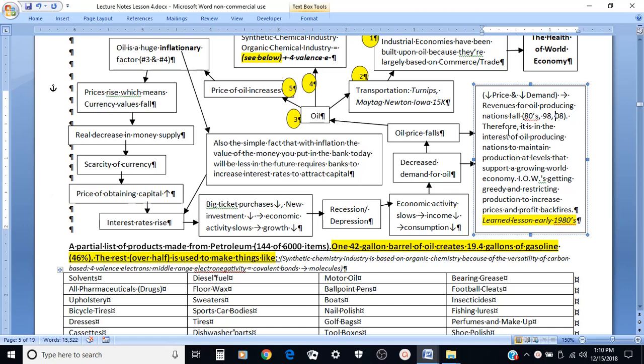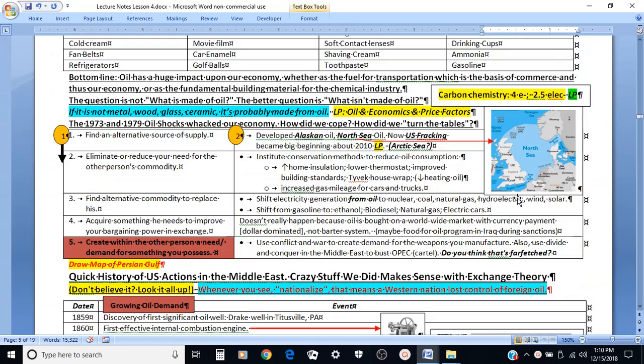mortgage crisis. Therefore, it is in the interest of oil-producing nations to maintain production at levels that support a growing world economy. And this is what was learned by Saudi Arabia in the 1980s. We'll cover this in a little bit. By the 80s, they had this figured out. So, in other words, getting greedy and restricting production to increase prices and profits backfires. You shoot yourself in the foot, in a sense.